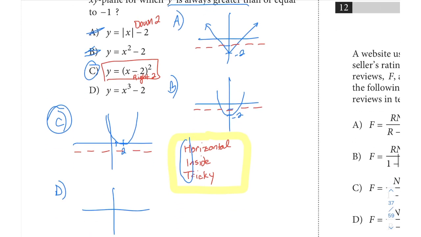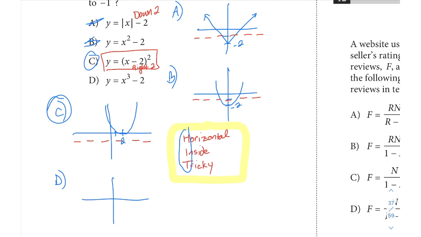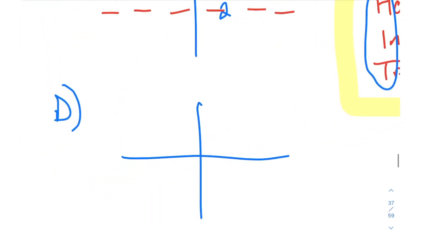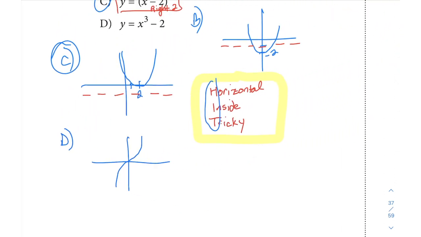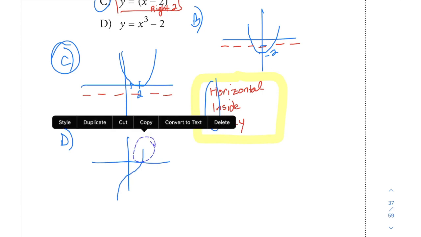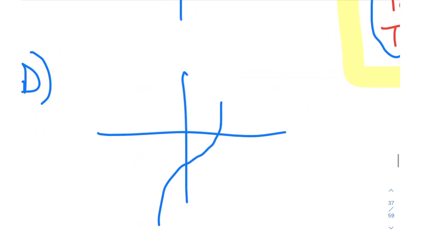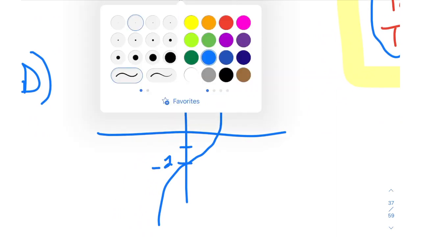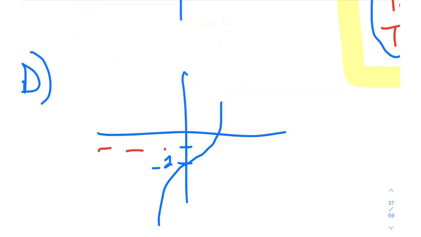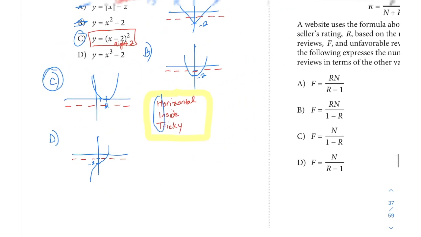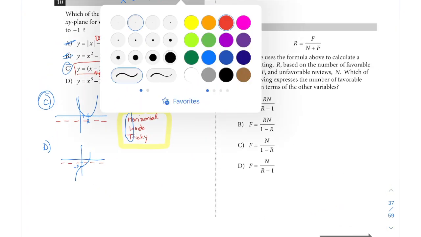And just to finish it out for D, your parent function for x cubed is going to look kind of like an S. So y equals x cubed would look like this. And then we have a -2. It's not inside parentheses, so that's going to be a vertical shift down 2 units. So this S-shaped graph would cross the y-axis at -2. And as we can see here, it does in fact drop below that y equals -1 value. So we would be able to eliminate D as well.